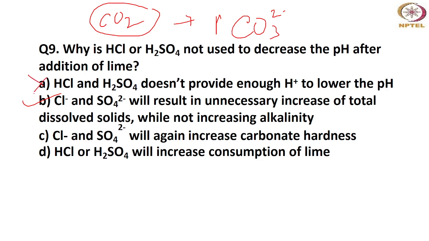No, this is wrong because HCl and H2SO4 will provide enough H plus ions to lower the pH, as well as that chloride and sulfate will again increase the carbonate hardness. No, we cannot say this is wrong because it will go for this non-carbonate hardness, right? And HCl will increase the consumption of lime. No, this is also wrong. It will not increase the consumption of lime.